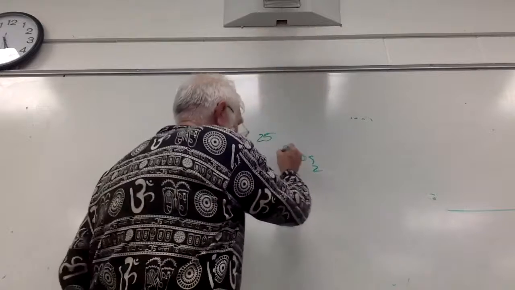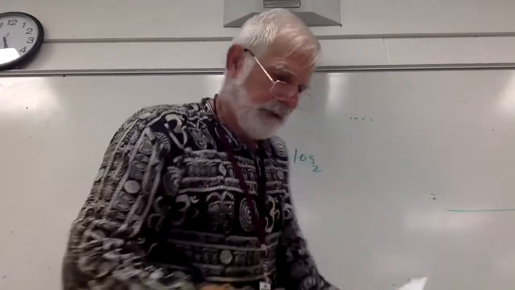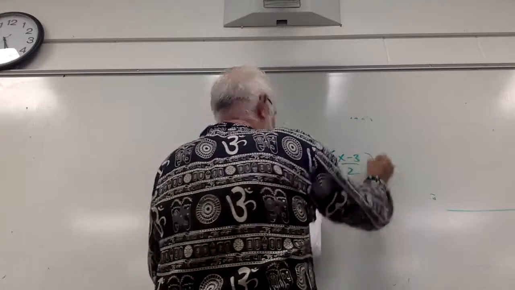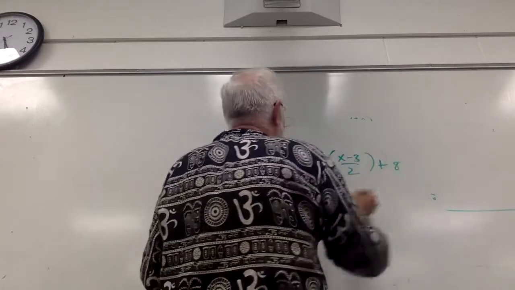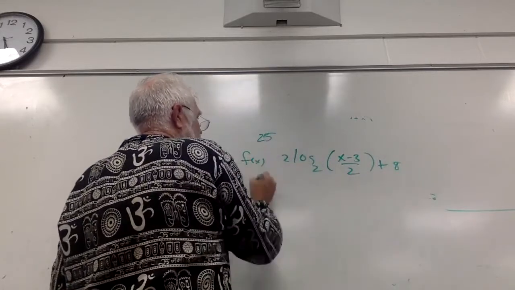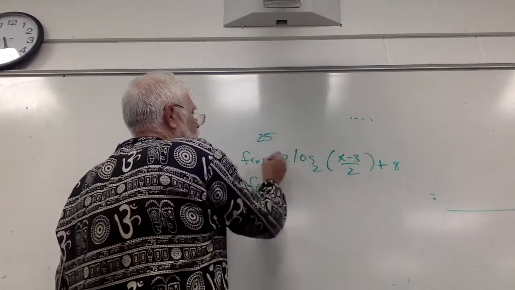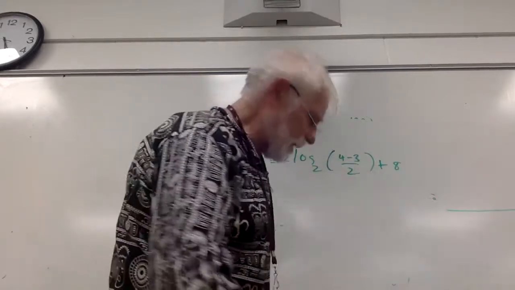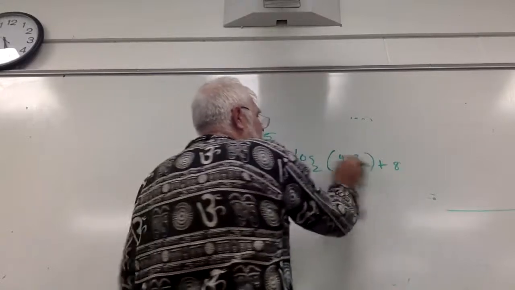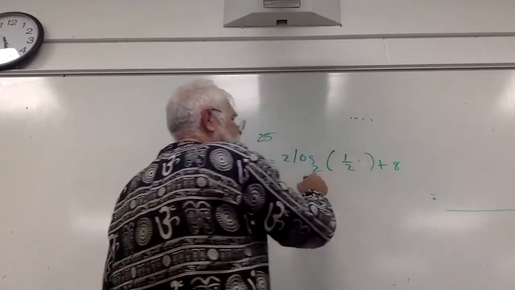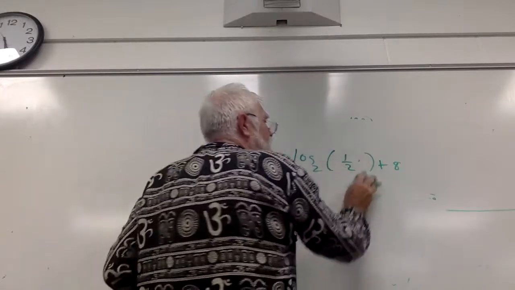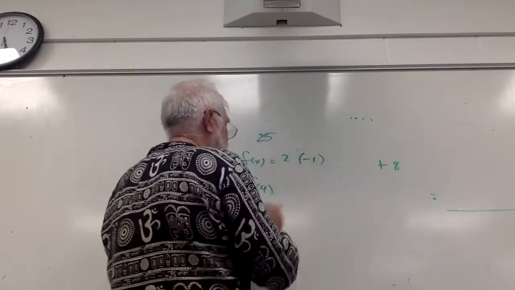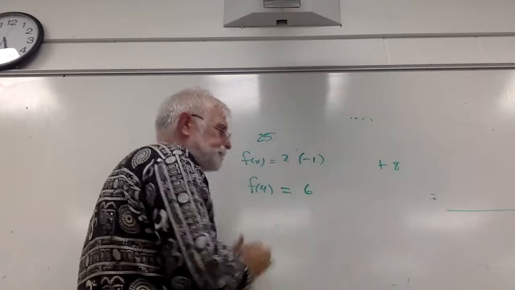Log base 2, let me take this right here. This will speed things up. X minus 3 over 2 plus 8. This is f of x, and I'm going to do f of 4. F of 4 means replace this with the number 4. 4 minus 3 is 1, so 2 to the 1/2... what's the exponent you put on top of the 2 to get a 1/2? -1. 2 times -1 plus 8, f of 4 is 6.